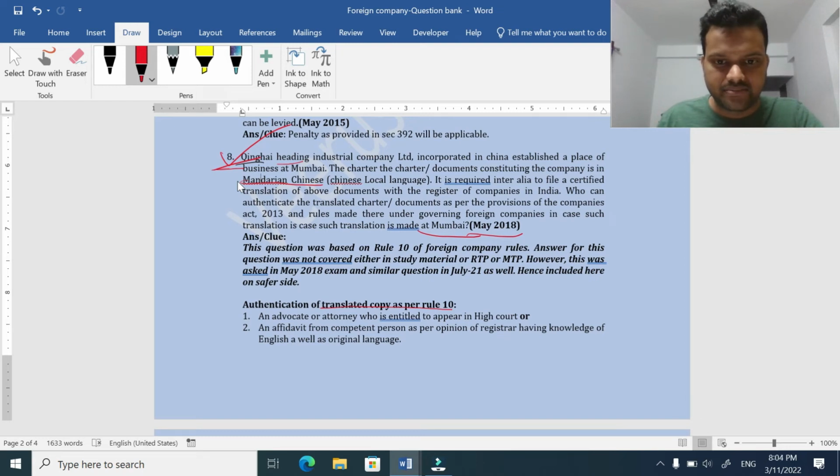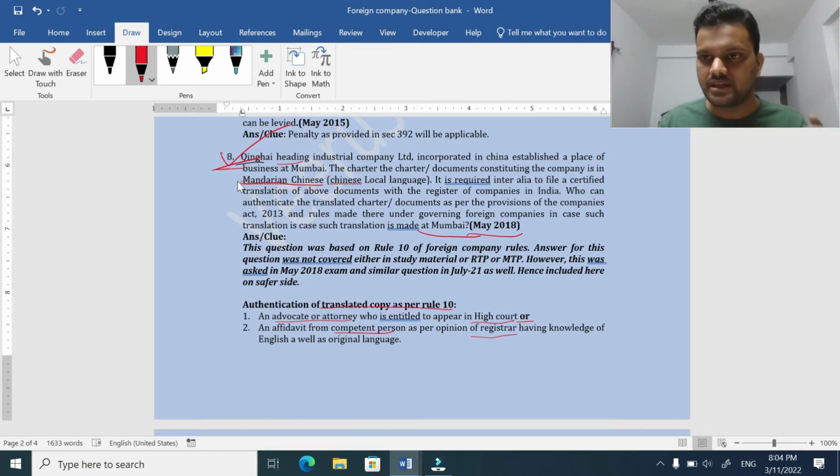What this rule says is that those documents which are related to the constitution of the company, the MOA and AOA, have to be authenticated by an advocate or attorney who is entitled to appear in the High Court. That advocate or attorney needs to authenticate those documents. If an advocate or attorney is not available, there is another option, that is an affidavit from a competent person. Who is that competent person? The person referred by the registrar, the ROC.